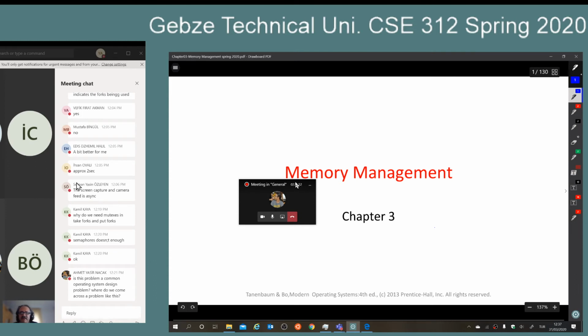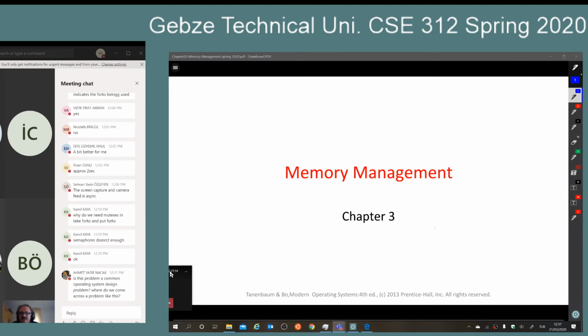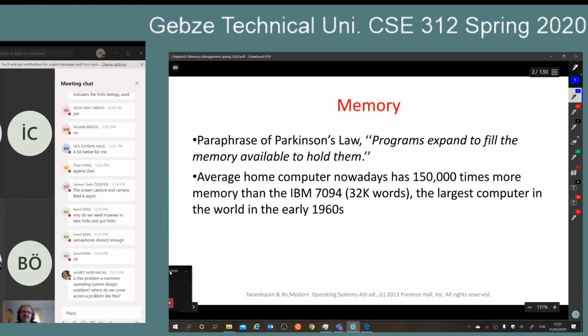Chapter number 3 is memory management, which is as important as the process management and processes chapter. In 1960s, remember this machine, IBM 7094? It has 32 kilowords, and that was a $15 million computer. Nowadays, our average home computer has maybe 150,000 times more memory. So lots more memory.